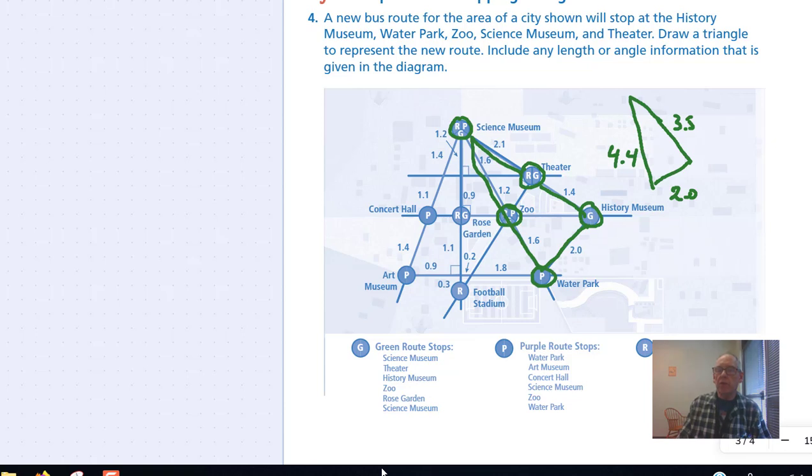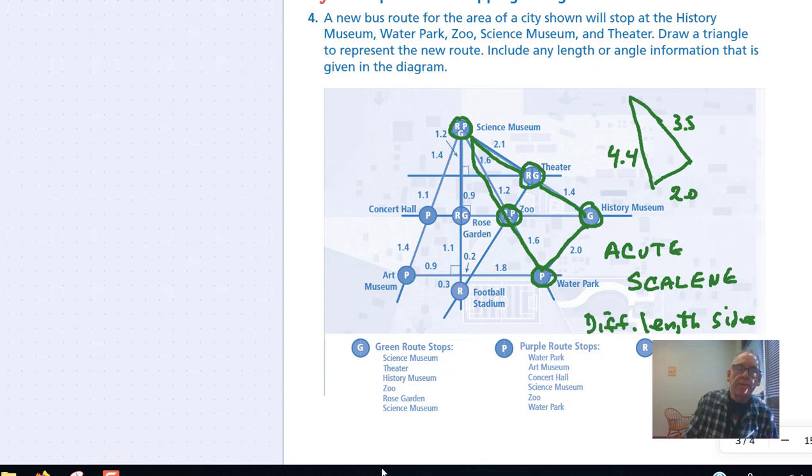Since all these sides are different lengths, and none of them are bigger than 90 degrees, we would call this an acute triangle because of it not having an angle bigger than 90, but it's a scalene triangle because all the sides are different. So different length sides means scalene. Let's move on.